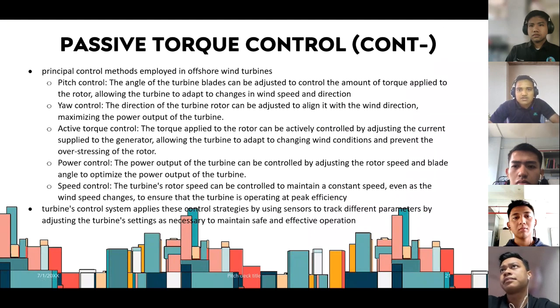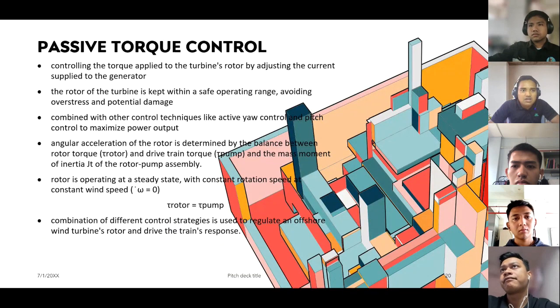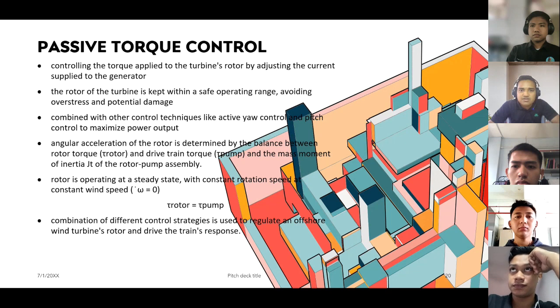Next is passive torque control. The main objective of passive torque control is controlling the torque applied to the turbine rotor by adjusting the current supplied to the generator. The rotor of the turbine is kept within a safe operating range, avoiding overstress or potential damage. This technique is combined with other control techniques like active yaw control and pitch control to maximize the power output.